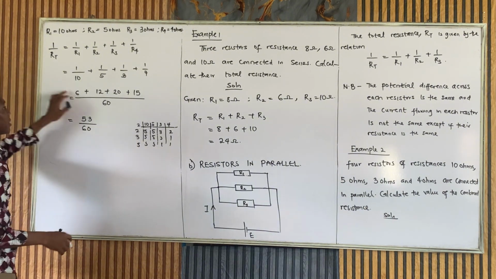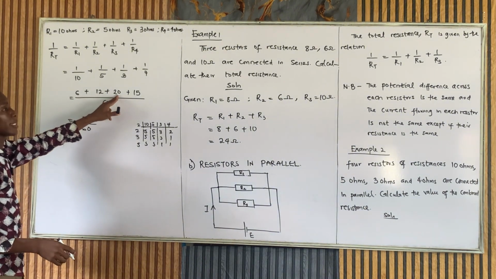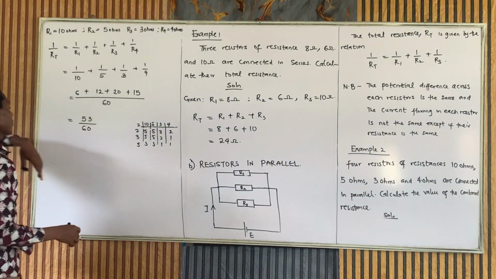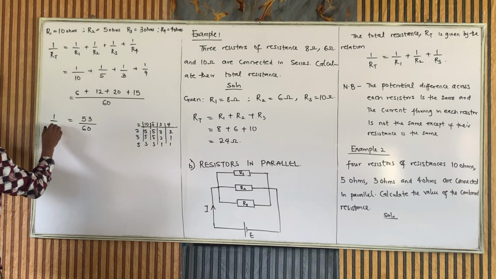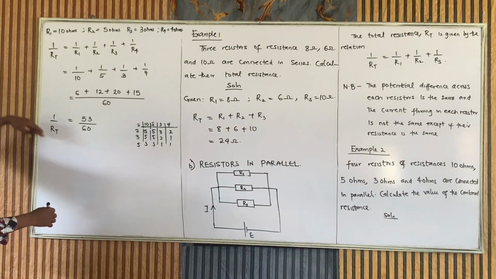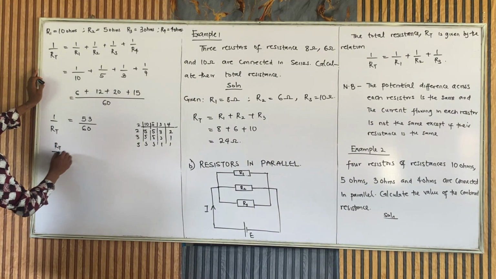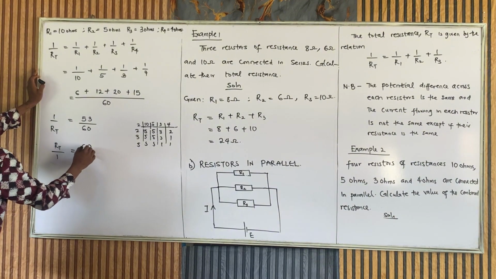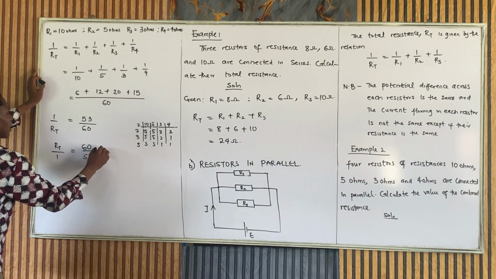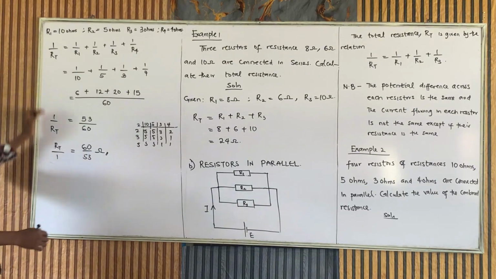I need to confirm again. This 18, 38. That's 53. So this is 1 over R total. So I'll quickly turn this. That's R total now over 1 is equal to 60 over 53. So this is our total resistance actually for this question.